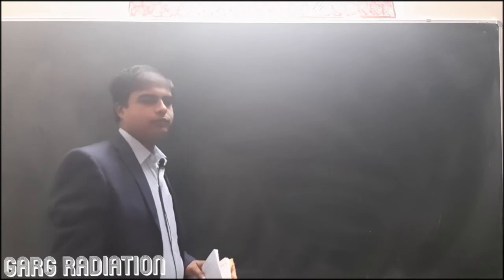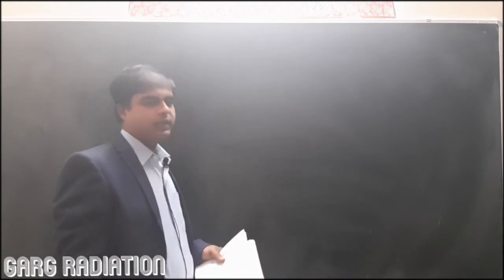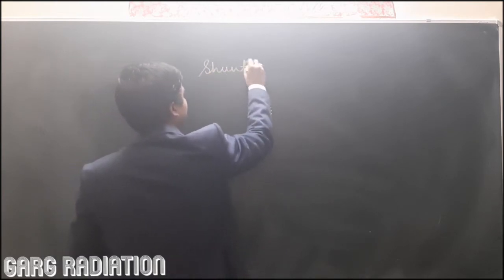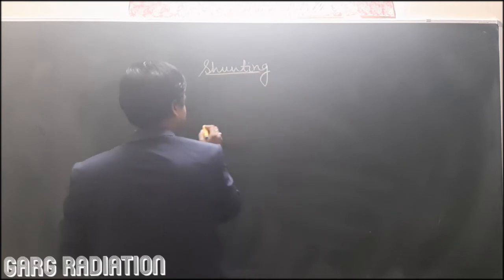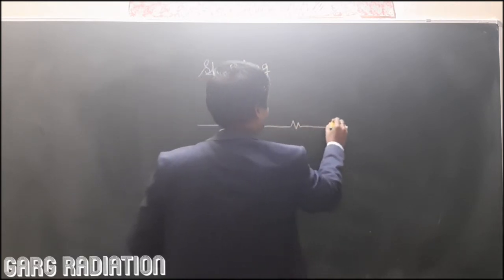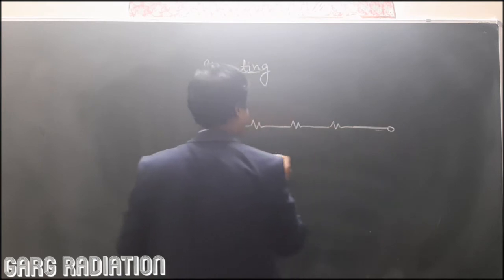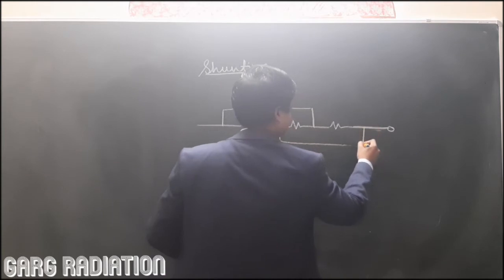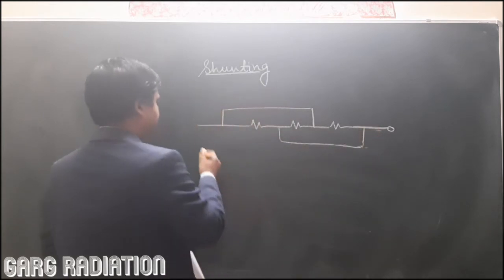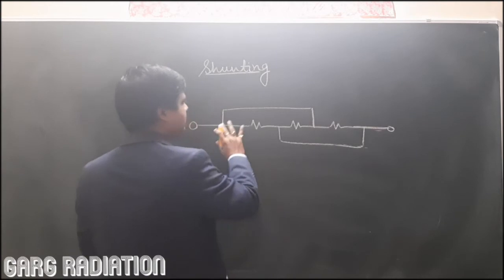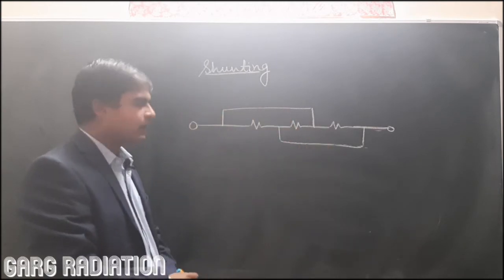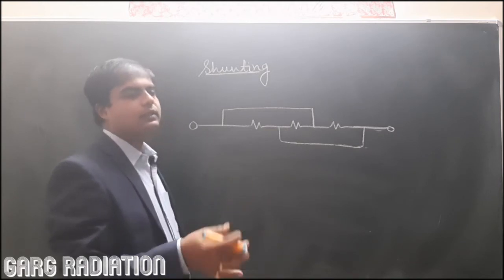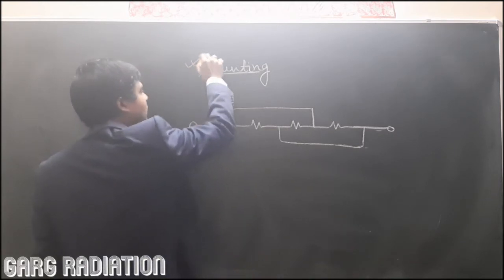Okay, so the next question we are going to do is based on shunting. What is this shunting? Let's try to understand. Suppose we have three resistances and we join them like this. Initially, when we had not joined them, they were appearing in series. But due to shunting, they have become parallel. How they have become parallel, that realization we will get by the concept of shunting.